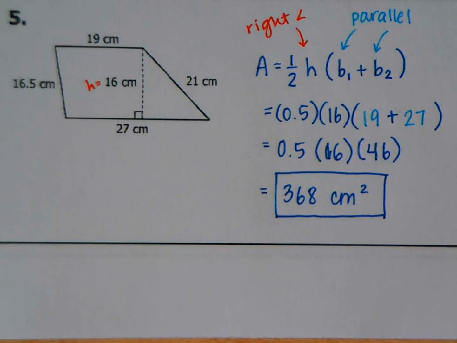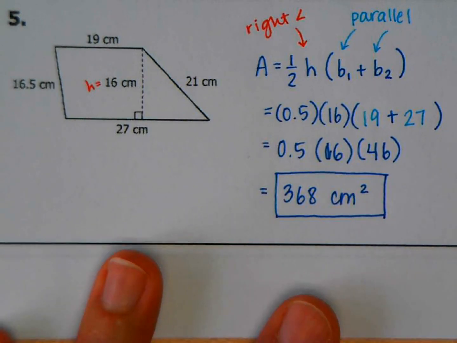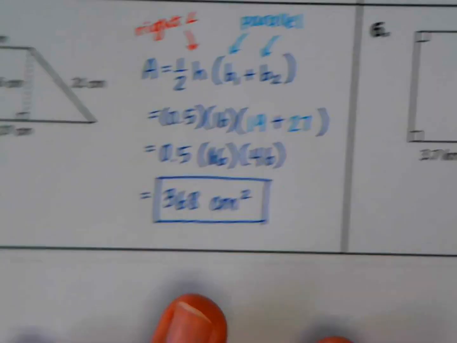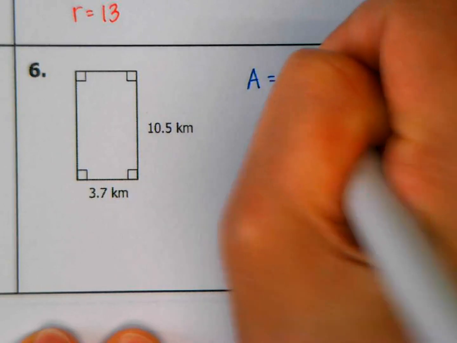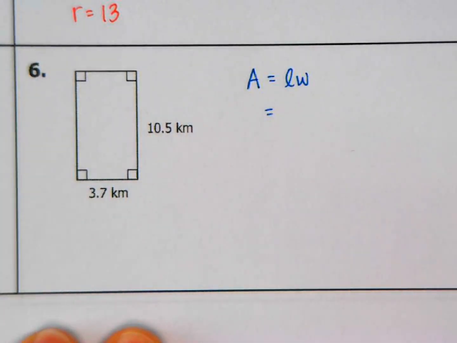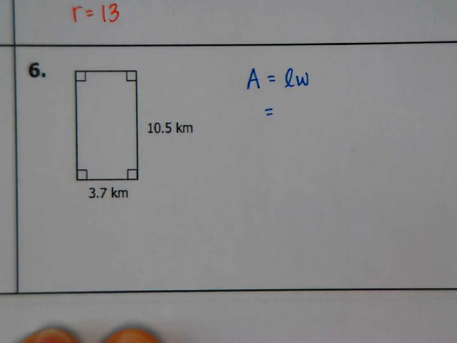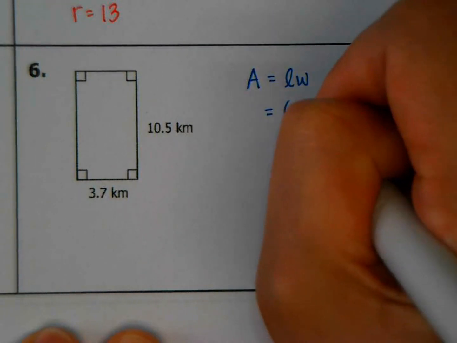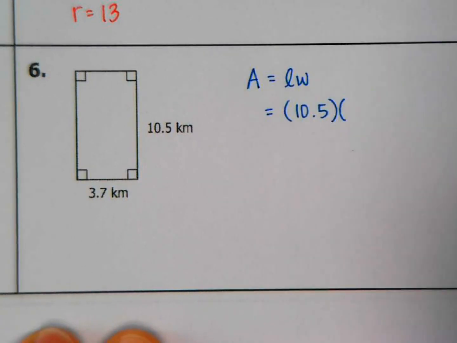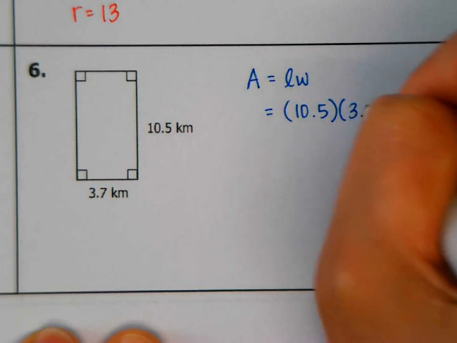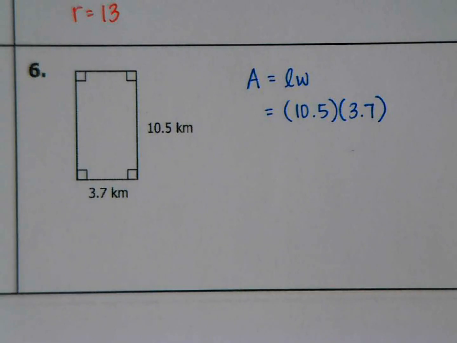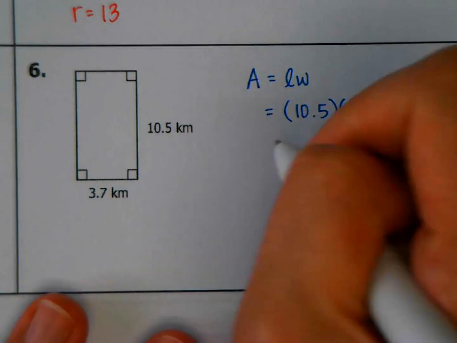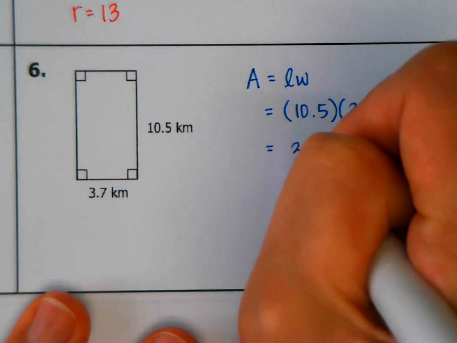All right. Okay, go ahead and do number 6. Find the area of a rectangle. Length times width. It does not matter which one you assign as length or width. However, I like to always do the long one as length and the shorter one as width, personally. But it's up to you. And when you round it to one decimal place, you should get 38.9.